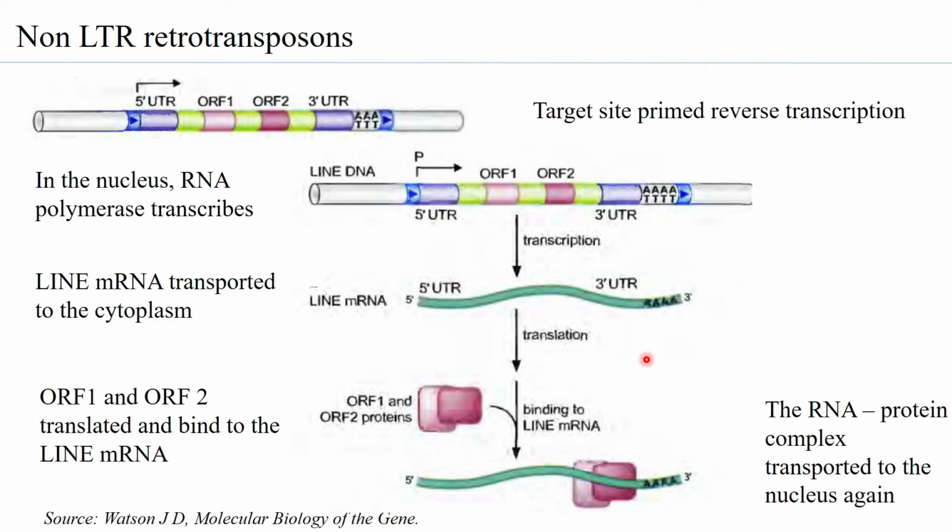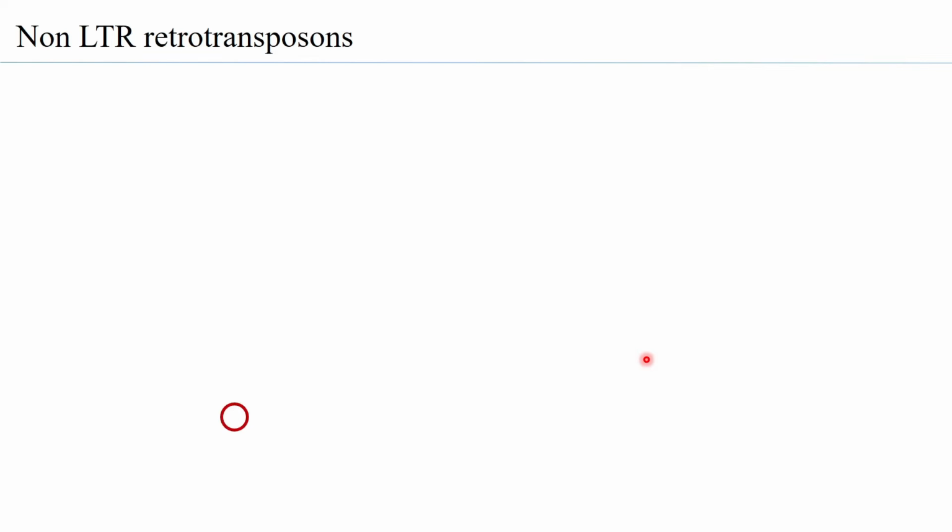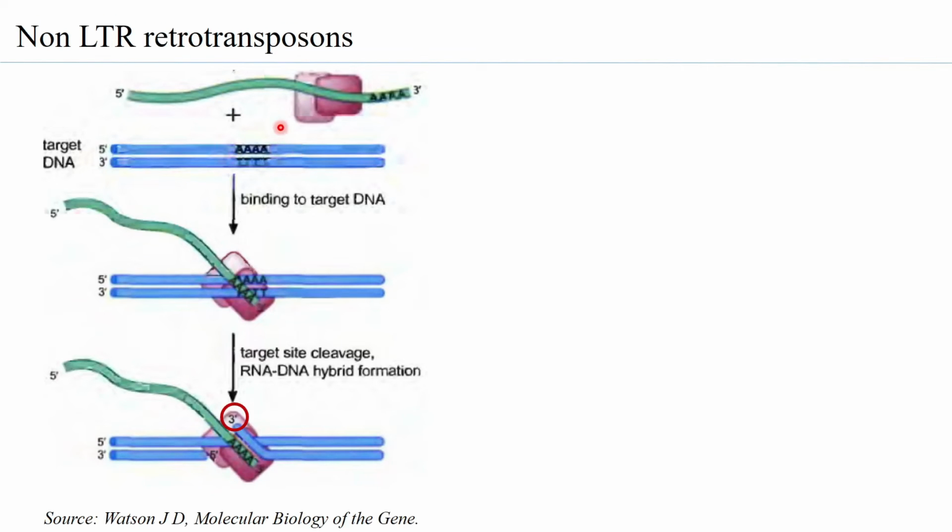For example, L1 is one of the types which has been, in fact, implicated in several diseases like colorectal cancer. Now, let's look at what happens after you have the LINE mRNA with the protein complex get into the nucleus. So once it comes into the nucleus, the poly A tail specifically looks for a target where you have poly T. So this poly A tail with the ORF will need to come and bind to the poly T.